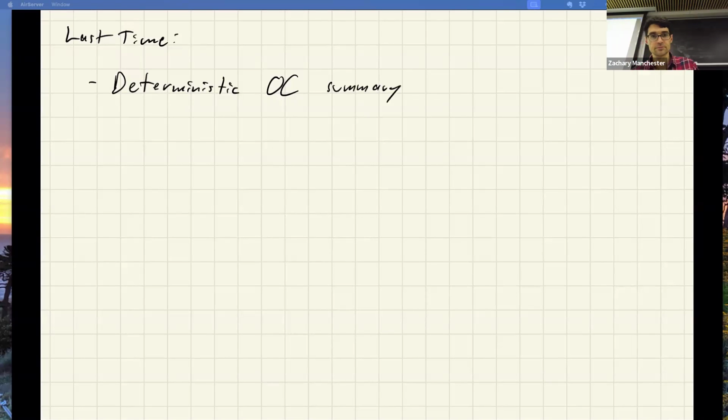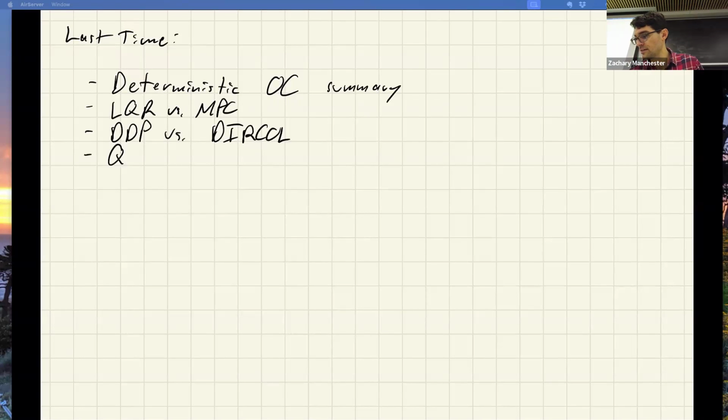Let's see. Last time we talked about deterministic optimal control algorithms. Let's say, a summary. In particular, we talked about LQR versus MPC, and then DDP or indirect methods versus direct collocation. And then we did this quaternion crash course intro. Any questions about any of that stuff?